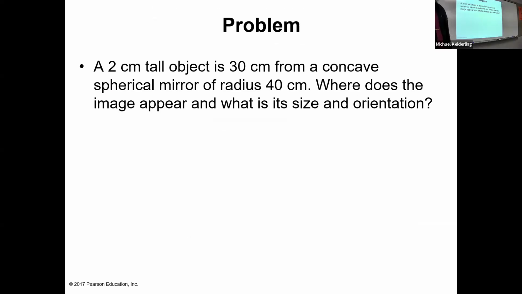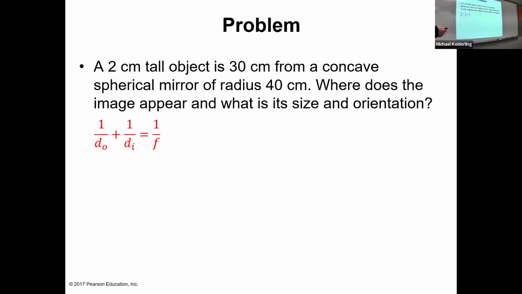So if a 2-centimeter object is 30 centimeters away from a concave spherical mirror of radius 40 centimeters, where does the image appear and what is its size and orientation? Well, we know the radius of the mirror, so we can find the focal length. The equation we're going to use is 1 over the distance to the object plus 1 over the distance to the image equals 1 over the focal length.